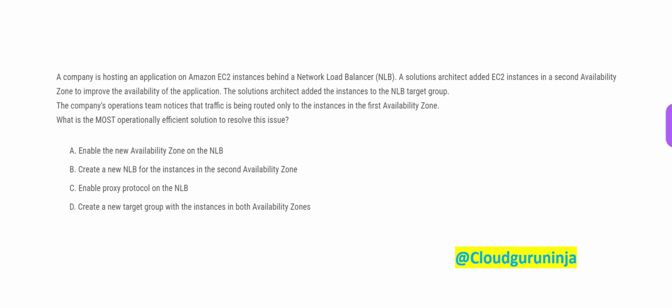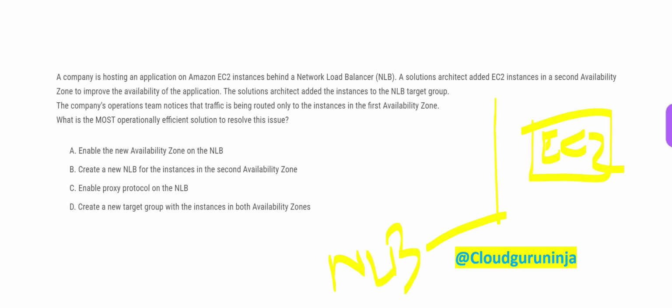For this next one, you are hosting an application on EC2. You have an NLB behind it. So you have this EC2 instance and you have this NLB here. The architect has added one more EC2 instance in the second AZ. Why do we use a second AZ? Because it is like a remote data center in the same region somewhere else. If the application fails in one AZ, at least it will work in the other AZ. That is the purpose.